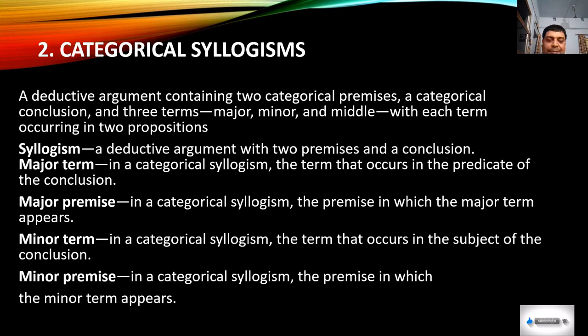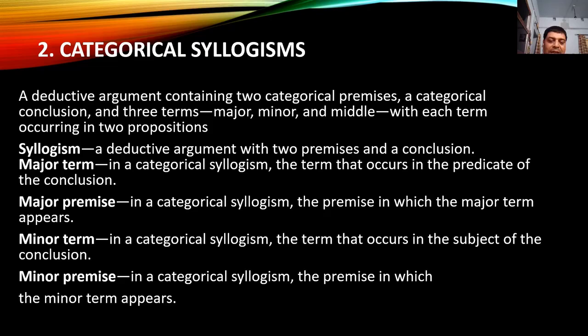What is a major term? The major term in a categorical syllogism is the term that occurs in the predicate of the conclusion, meaning at the end. The major premise in a categorical syllogism is the premise in which the major term appears. So the major premise is generally placed first. The minor term in a categorical syllogism is the term that occurs in the subject of the conclusion.